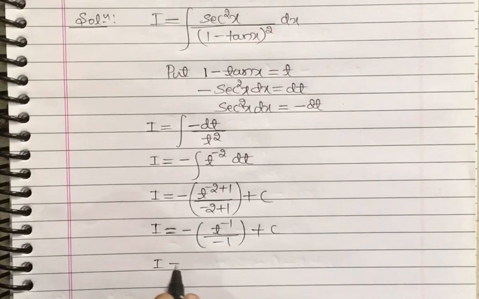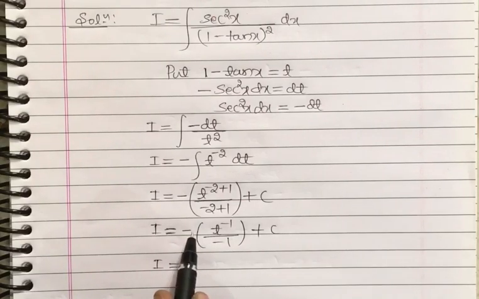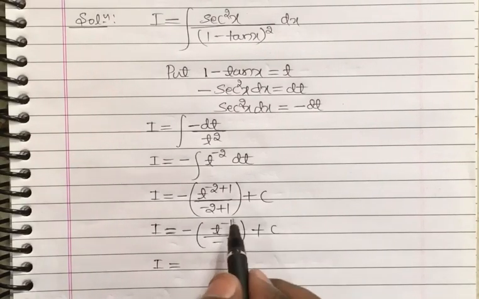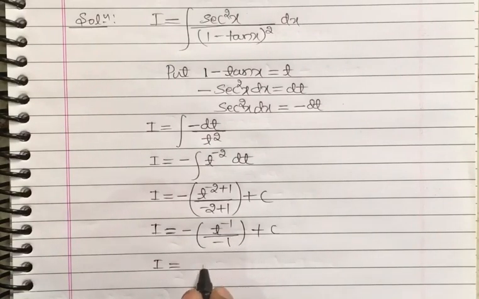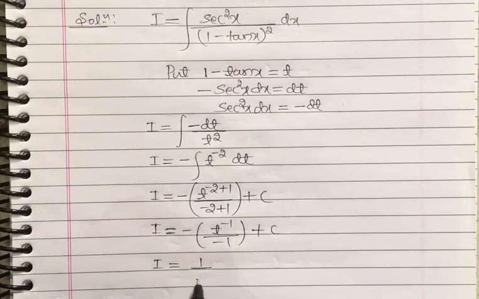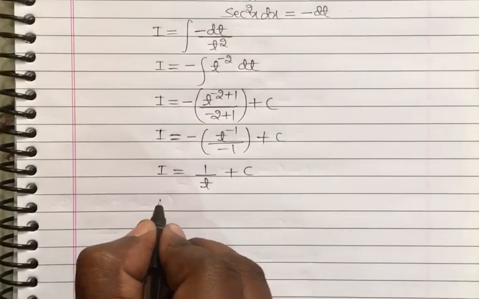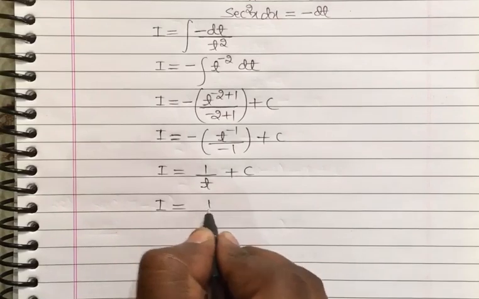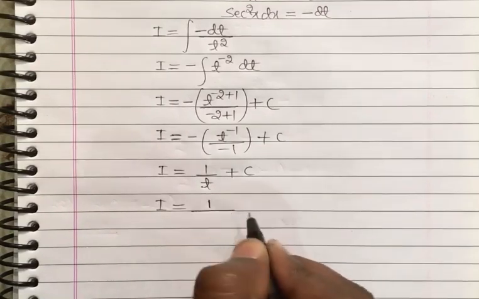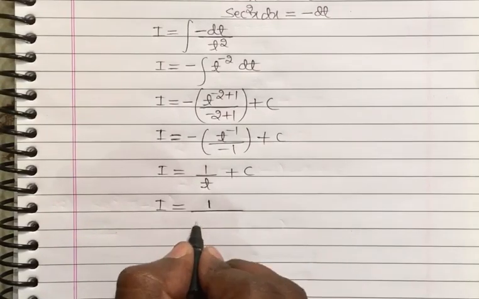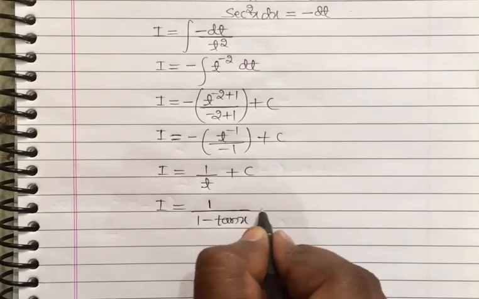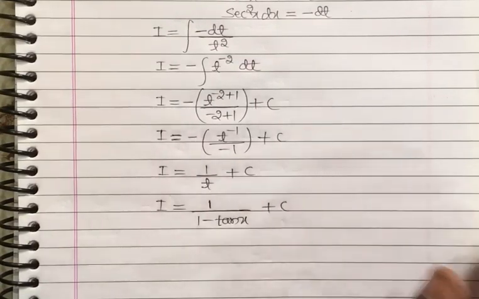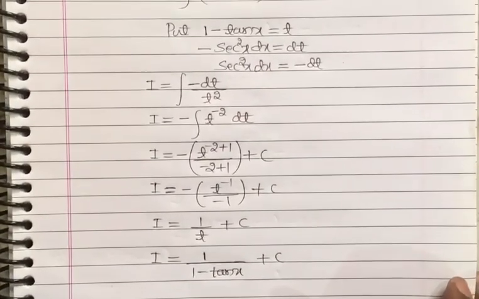So I is equal to, so here minus by minus it is plus, and then take t to the power minus 1 to the denominator, it becomes t to the power plus 1, that is 1 by t, plus c. So replace t here: I is equal to 1 divided by t, which is nothing but 1 divided by (1 minus tan x), plus c. So this is the answer for the 25th problem.